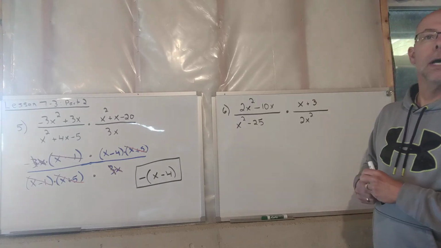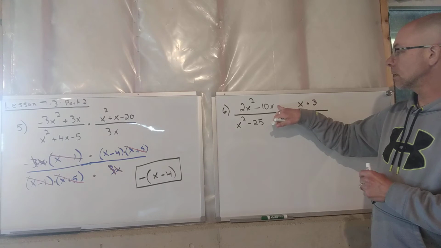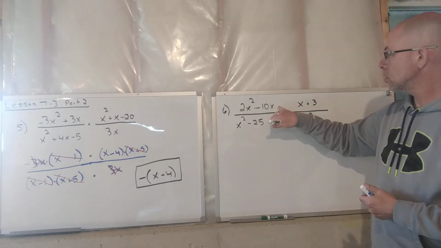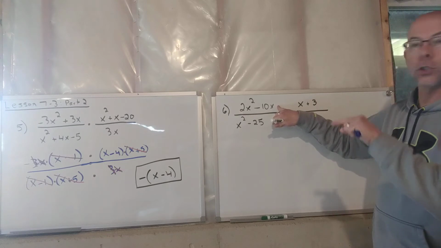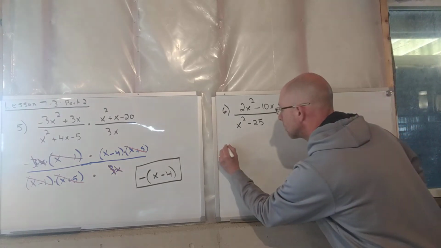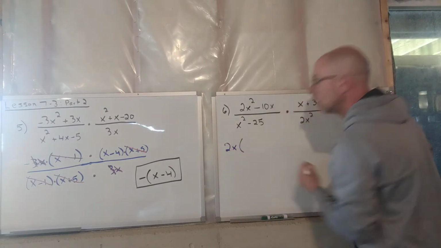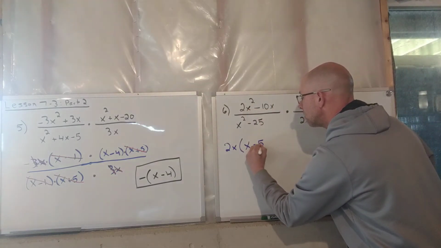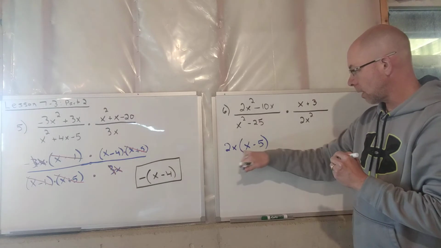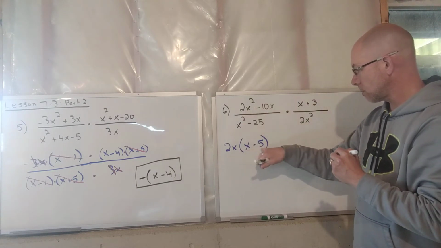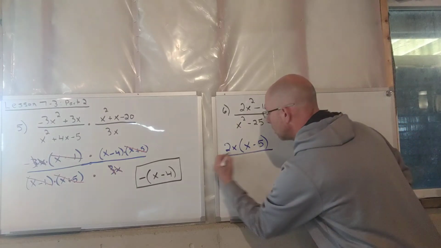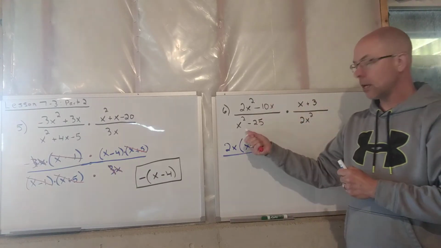So here we go. First of all, this numerator, we're just going to factor everything we can. This numerator has a greatest common factor of 2x. If I factor that out, that leaves me an x minus 5. Just check that out. 2x times x is 2x squared. 2x times minus 5 is negative 10x. We're good? Okay. Folks, this denominator is just a binomial.